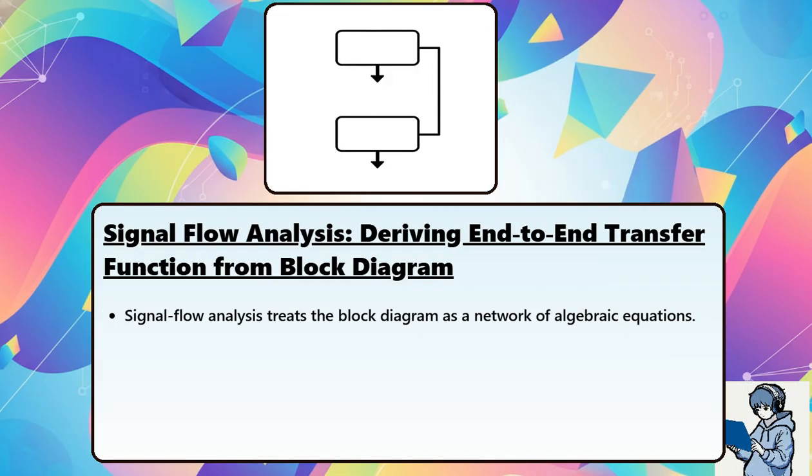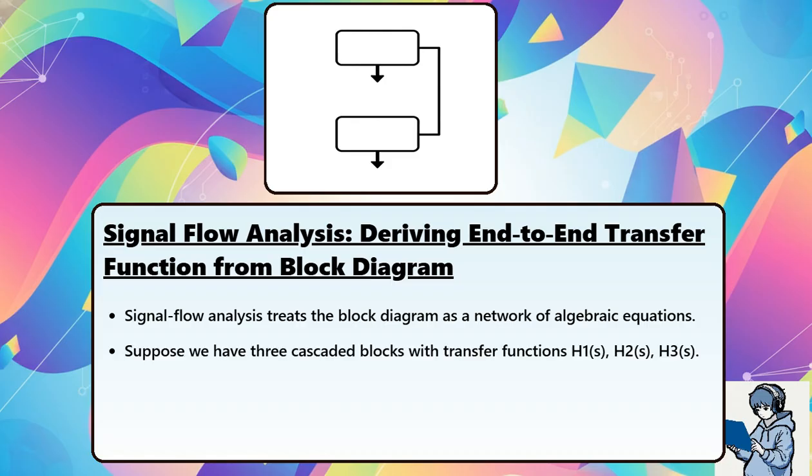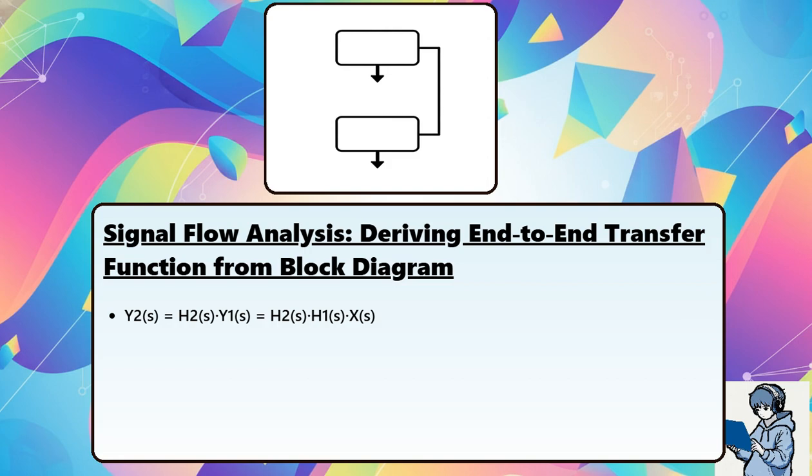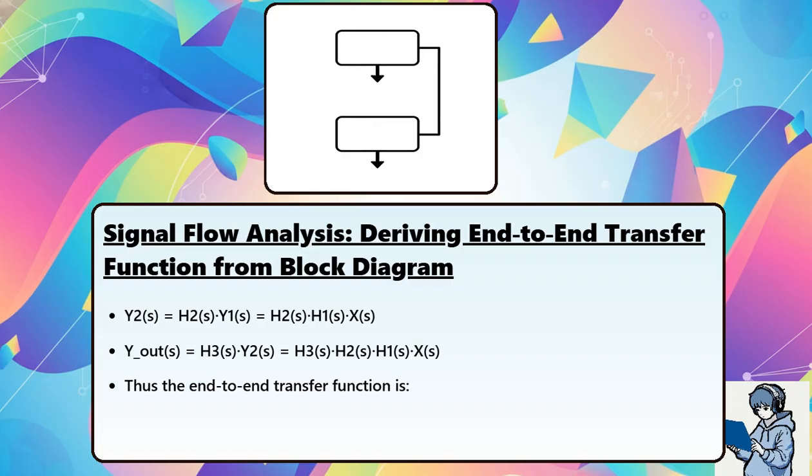Signal flow analysis treats the block diagram as a network of algebraic equations. Suppose we have three cascaded blocks with transfer functions H1(s), H2(s), H3(s). The input X(s) is transformed step by step. Y1(s) equals H1(s) times X(s). Y2(s) equals H2(s) times Y1(s) equals H2(s) times H1(s) times X(s). Y_out(s) equals H3(s) times Y2(s) equals H3(s) times H2(s) times H1(s) times X(s). Thus the end-to-end transfer function is H_total(s) equals H3(s) times H2(s) times H1(s).